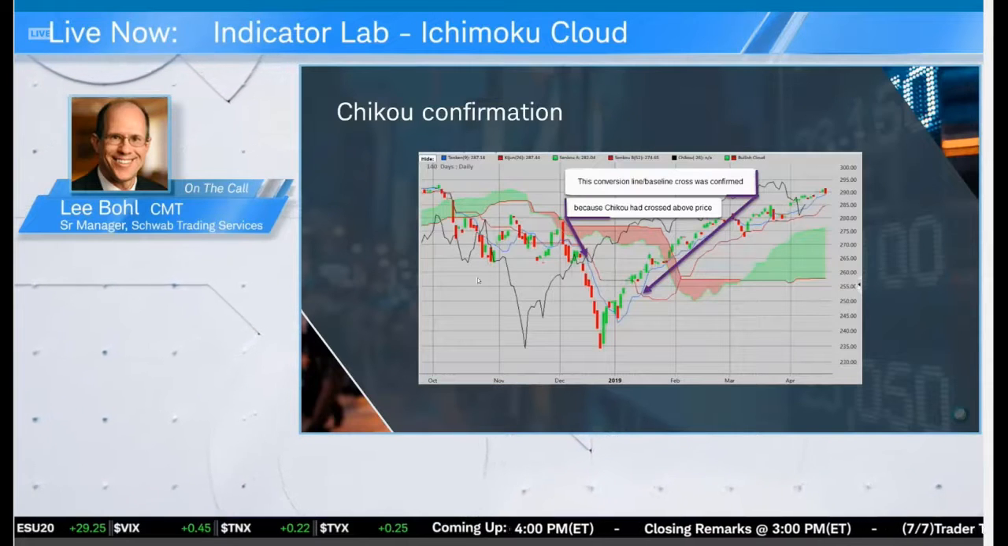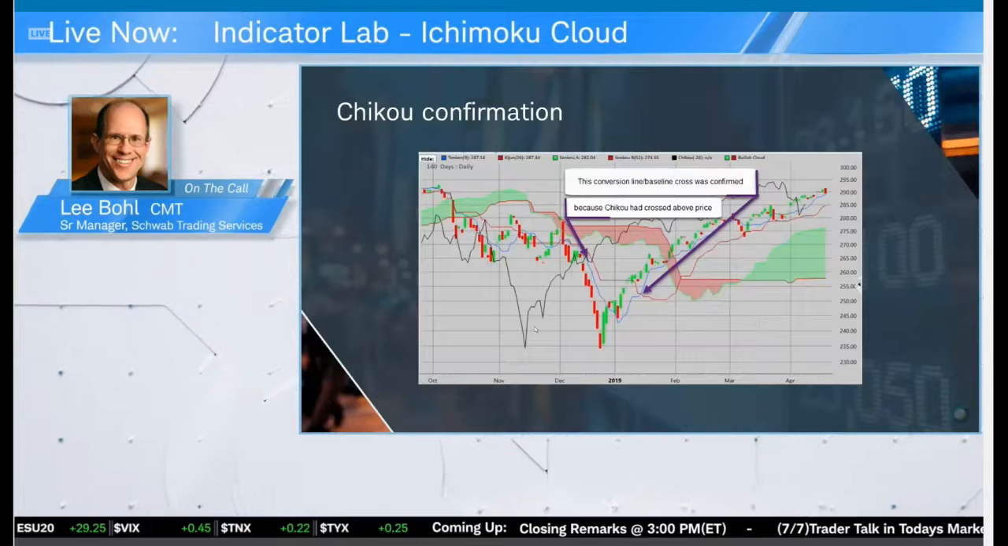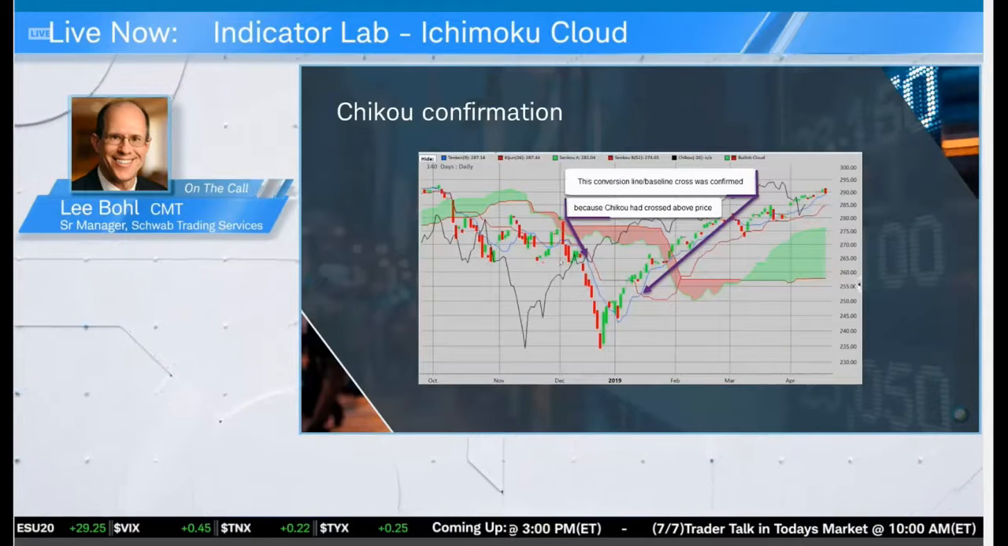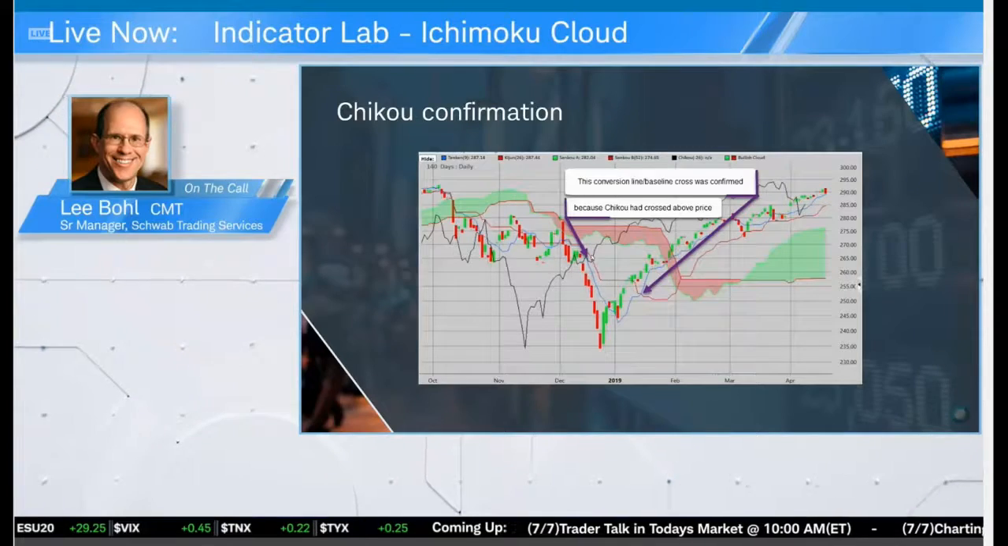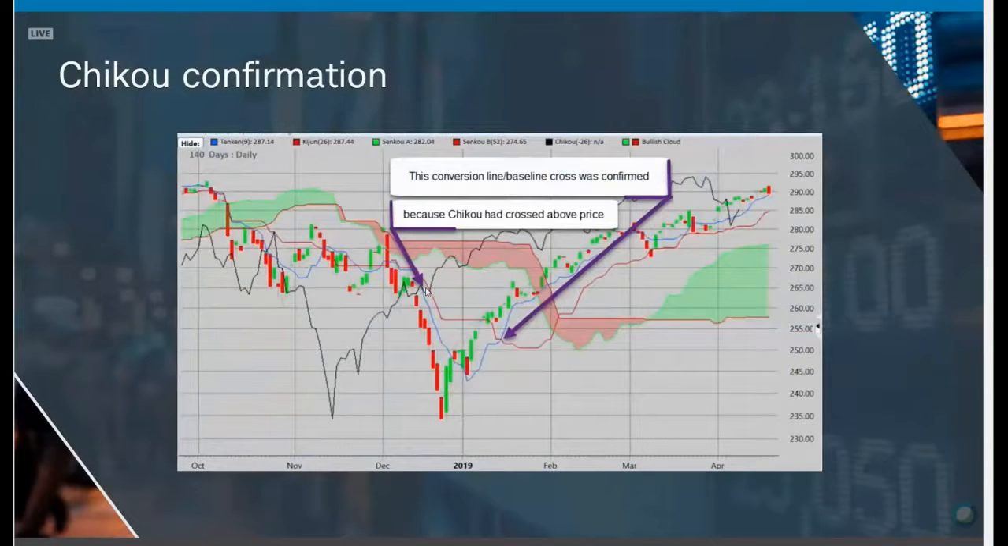Okay, so let's take a look at some signals just using Chico. Here, Chico crossed above price, right in here. So you could use that as a signal, or if you were using the slower signal of Tenkan crossing Kijun, you would feel better about it because Chico was above price, giving you the confirmatory signal.